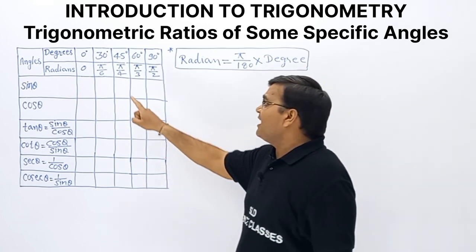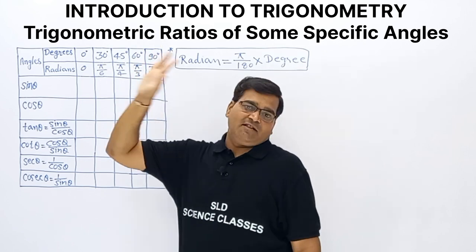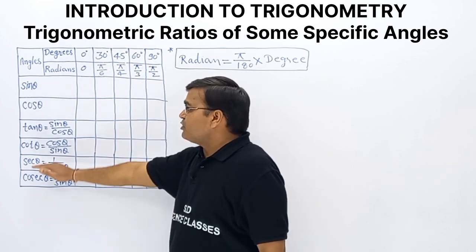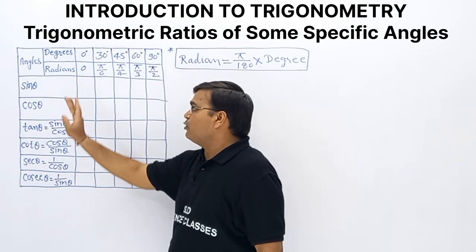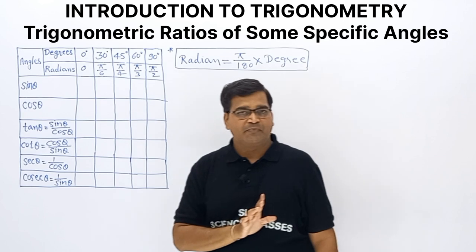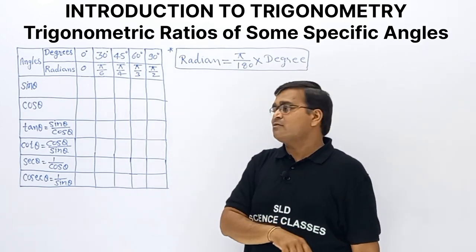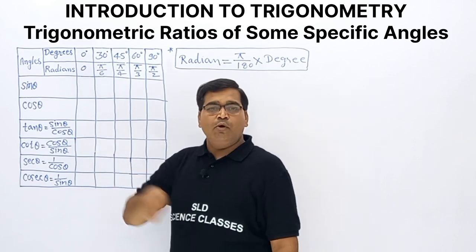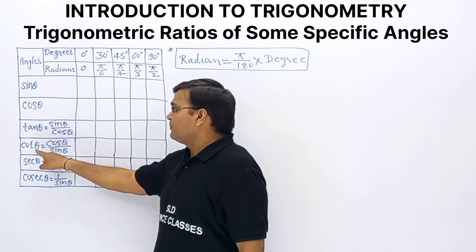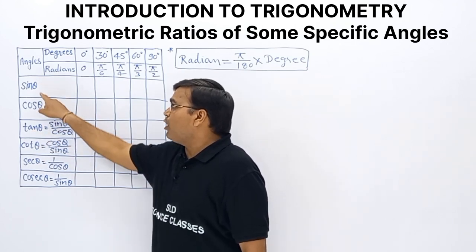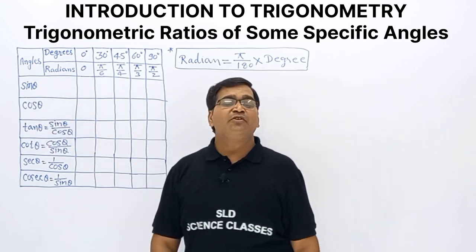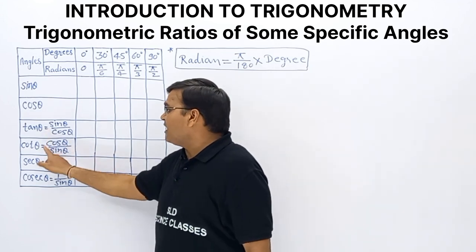First observe, we have 5 specific angles, and we want these trigonometric ratios. We know well, we have 6 trigonometric ratios: sine theta, cos theta, tangent theta, cot theta, sec theta and cosec theta. Clear? From the first class in this trigonometry topic we are studying these ratios. Sine theta upon cos theta is tangent theta. And the reciprocal of tangent theta is cot theta. 1 upon tangent theta is cot theta.